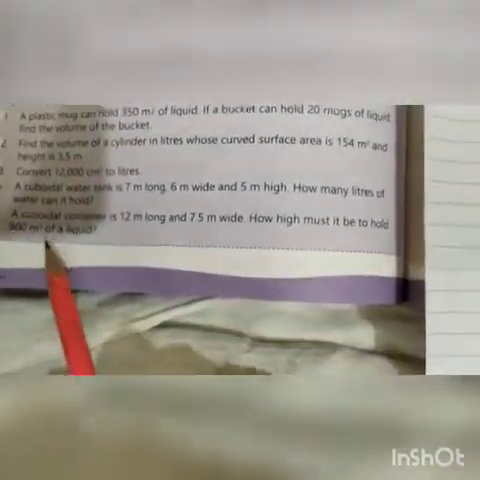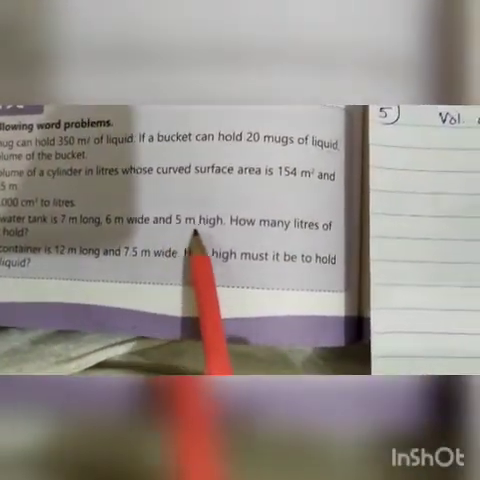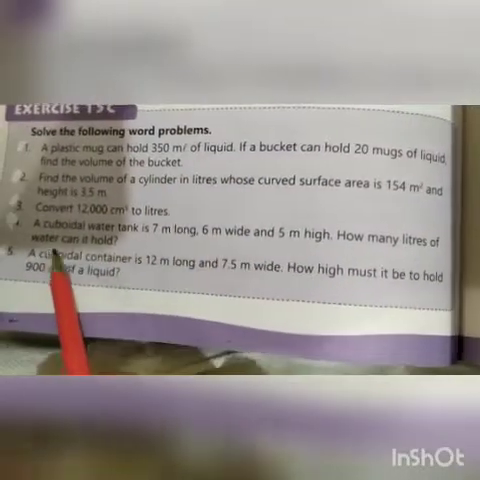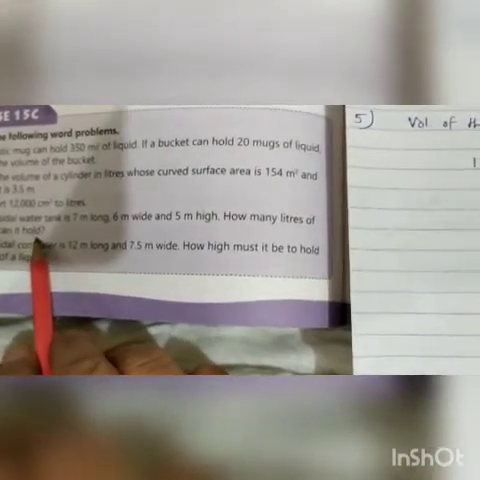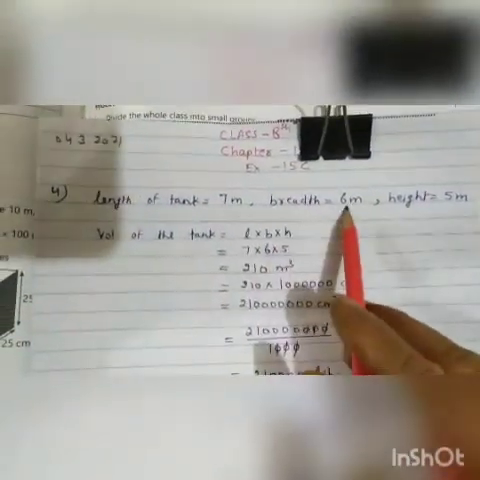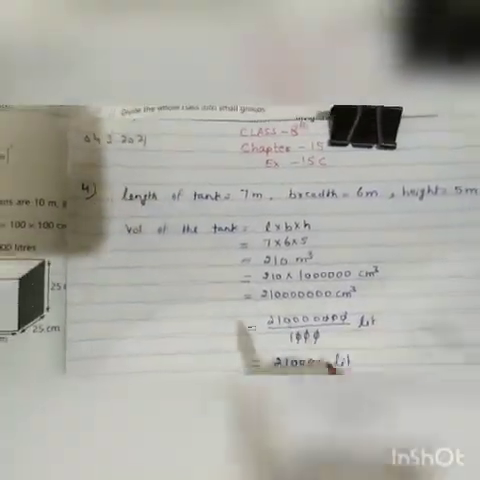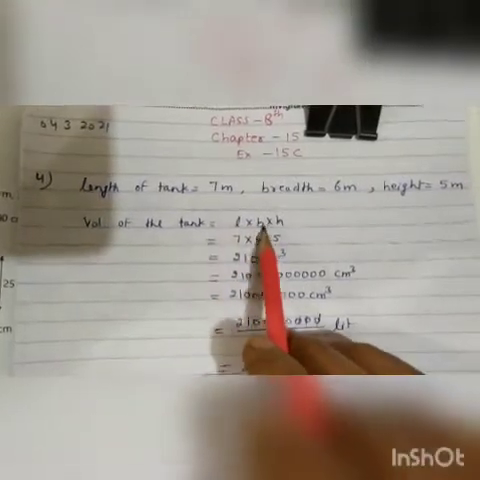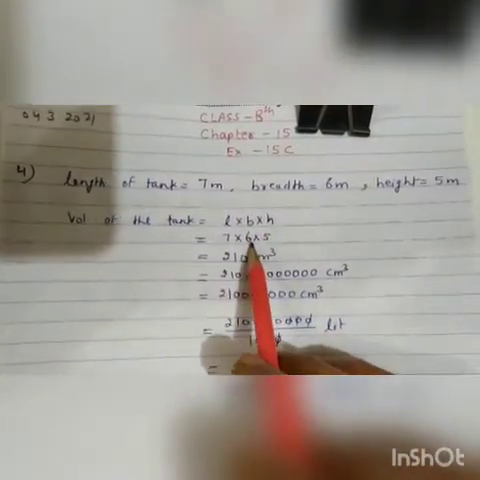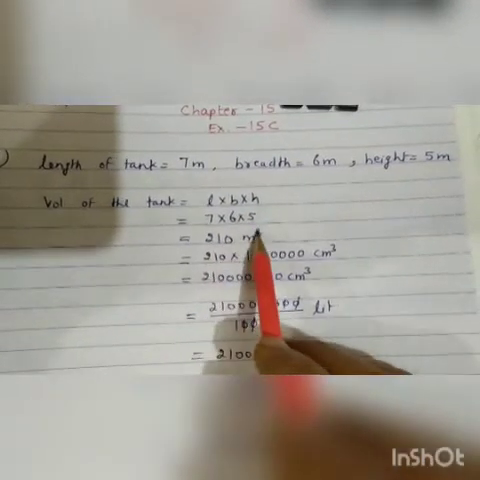Question number 4. A cuboidal water tank is 7 meter long, 6 meter wide and 5 meter high. How many liters of water can it hold? How many liters of water can it hold means we have to find capacity of the water tank. Here length of tank is given 7 meter, breadth is 6 meter and height is 5 meter. So volume of tank is L into B into H. L is 7, B is 6, H is 5 meter. When we multiply these numbers, we get 210 cubic meter.